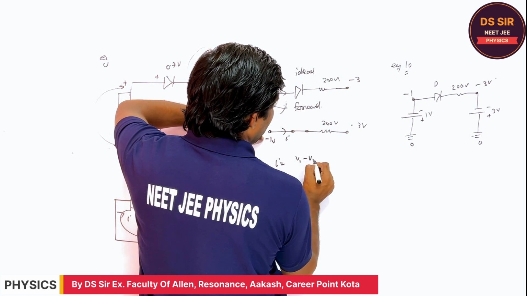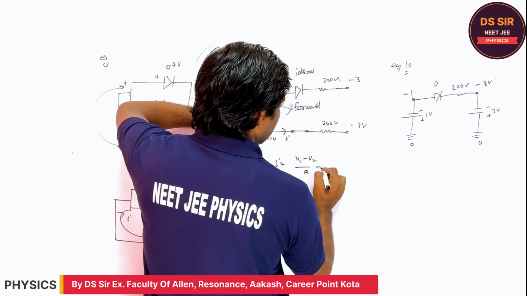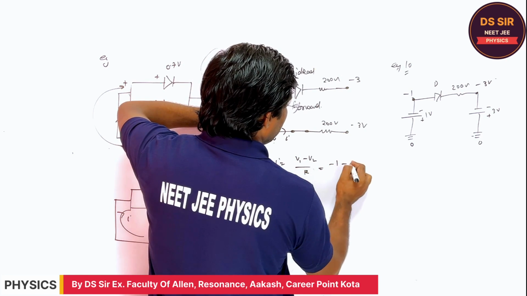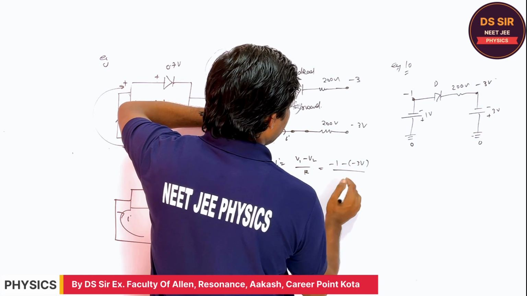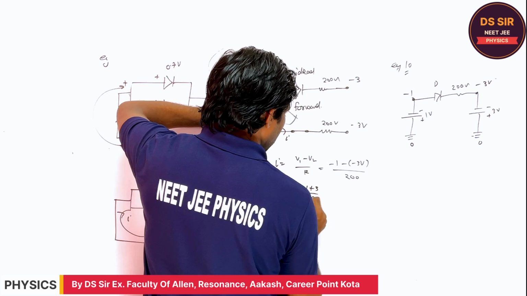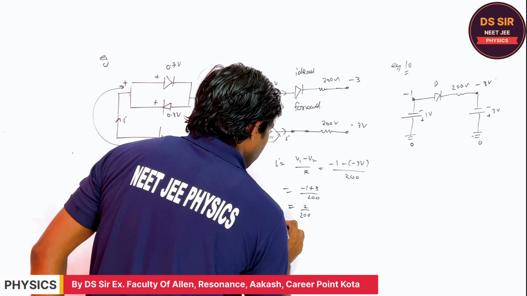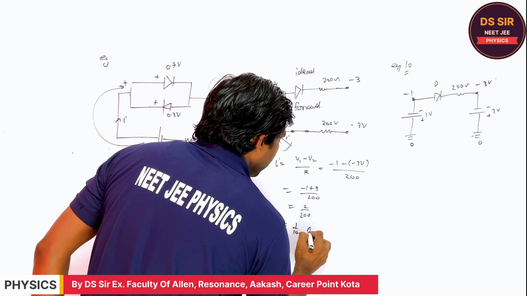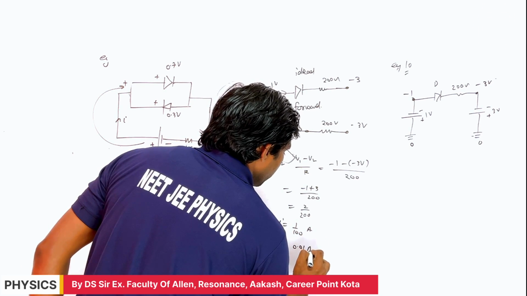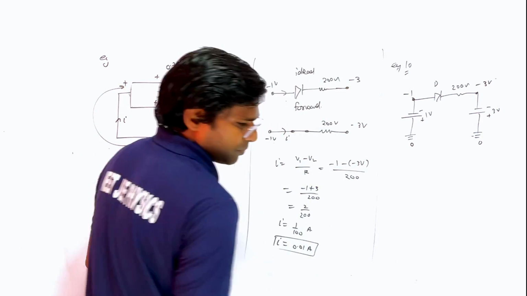V1 minus V2 upon R. Minus 1, minus 3 divided by 200. It is equal to what? 0.01 ampere. Are you getting or not? Copy this.